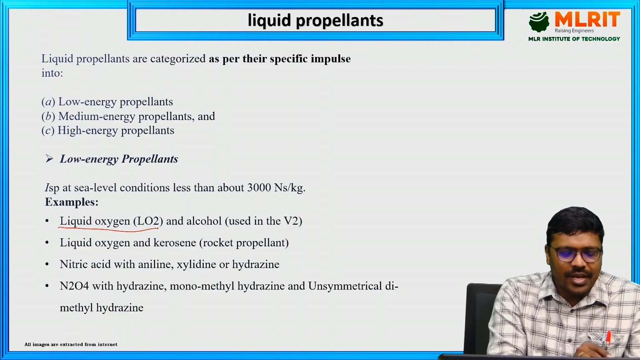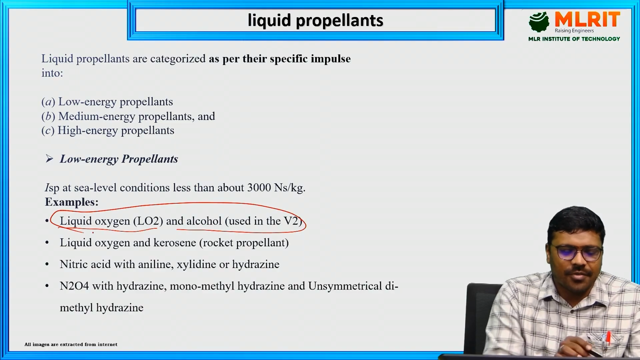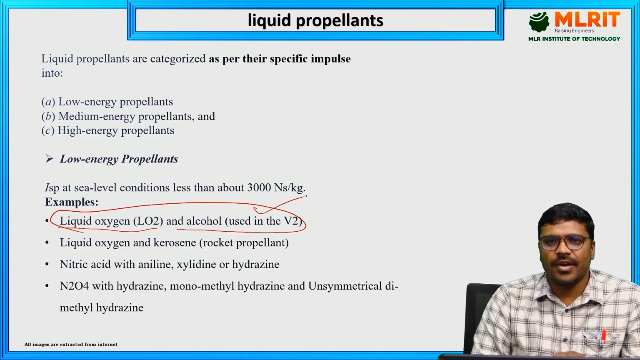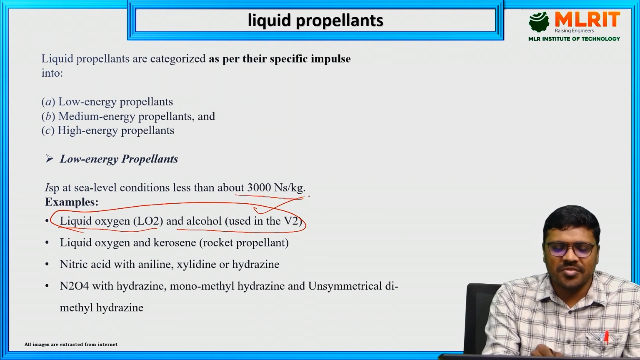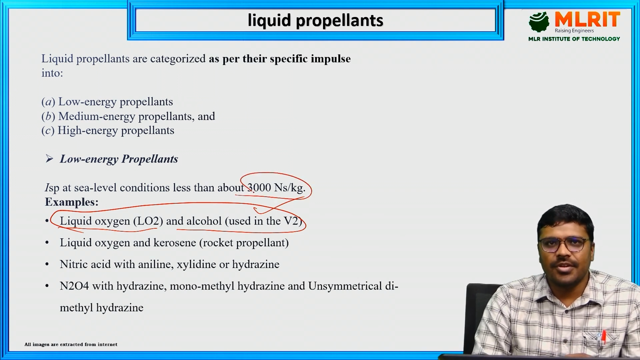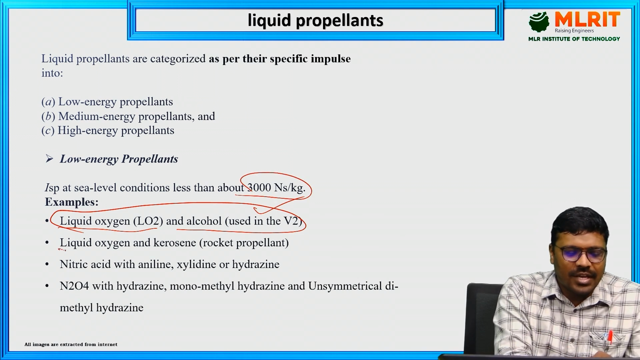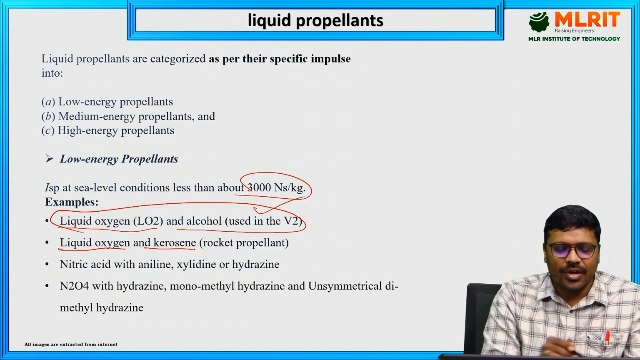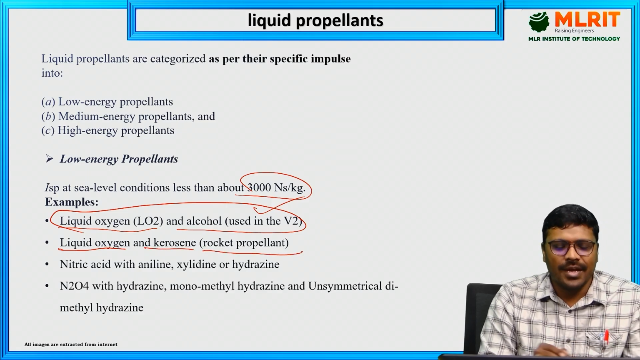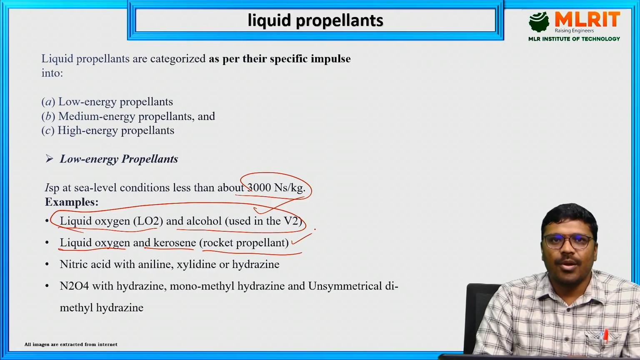Liquid oxygen, LO2, and alcohol. It is a mixture, and it is considered a low energy propellant. It will produce a specific impulse less than 3000 Newton second per kg. And next, liquid oxygen with kerosene, which is also called rocket propellant. It also comes under low energy propellant.